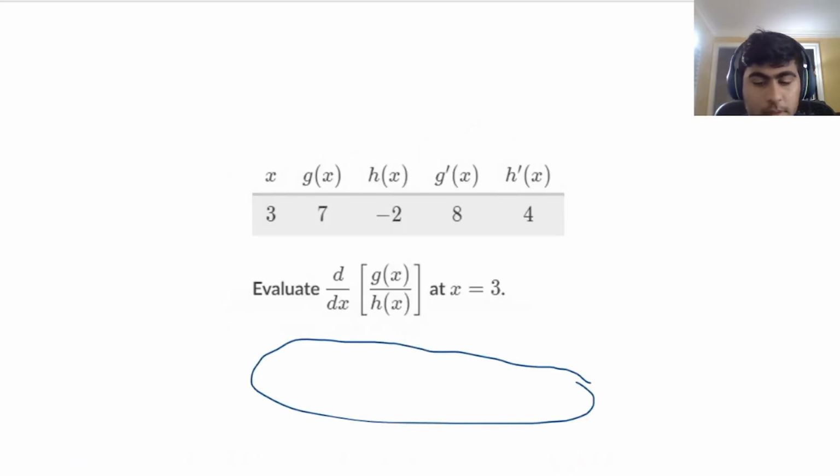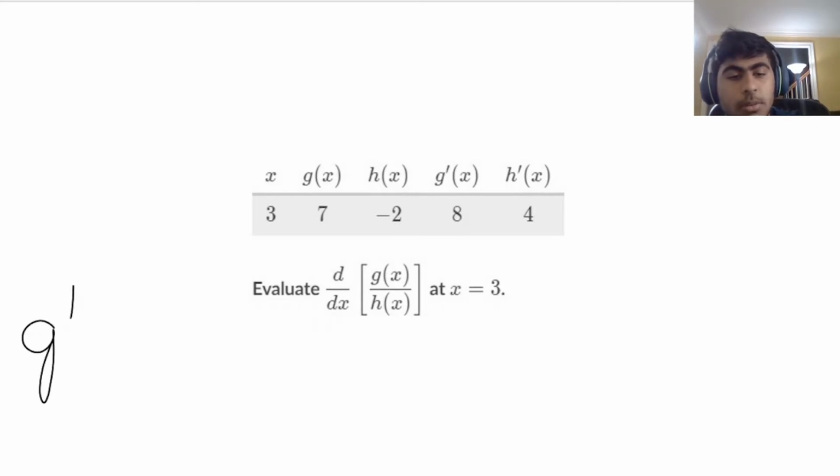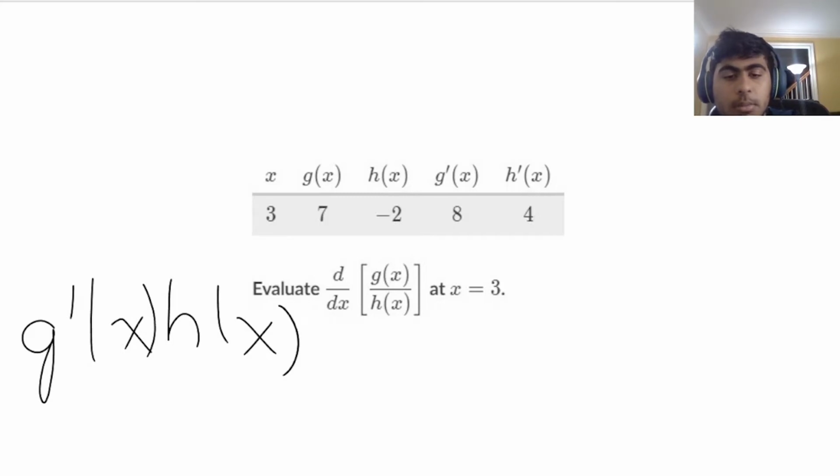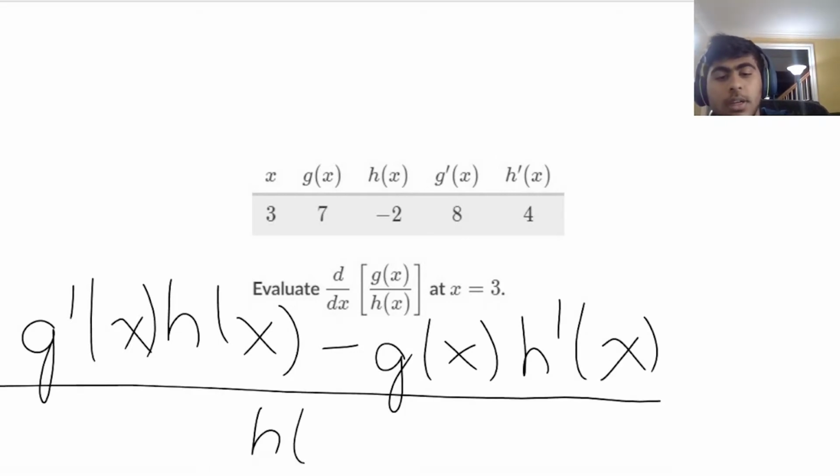Alright. I'm sorry. But now we just get a chance to use our quotient rule again. Just write it out the way you're supposed to. So g prime of x times h of x minus g of x times h prime of x over h of x squared.